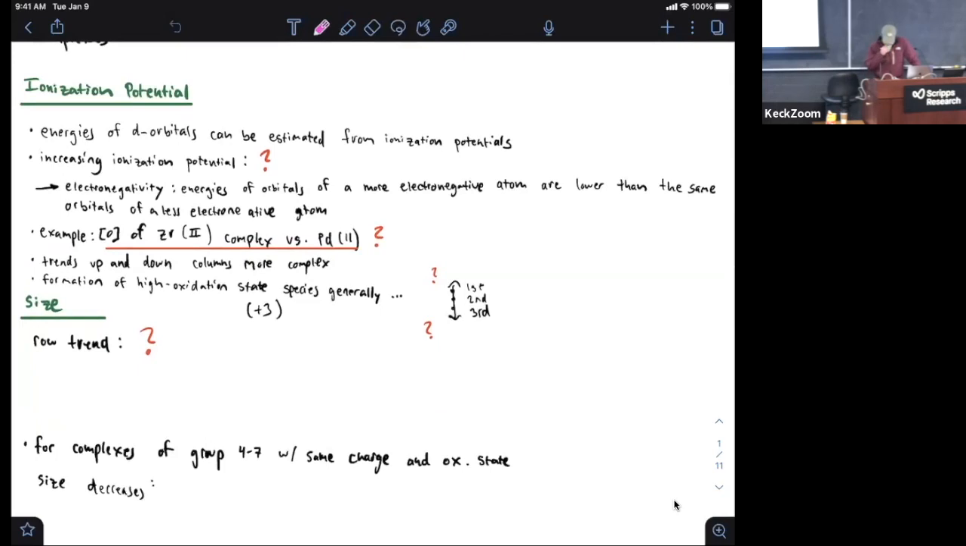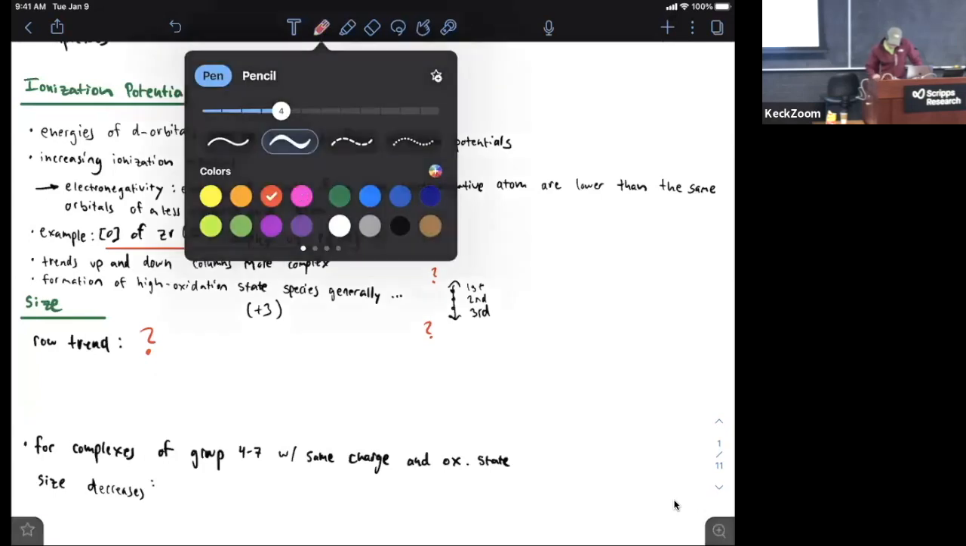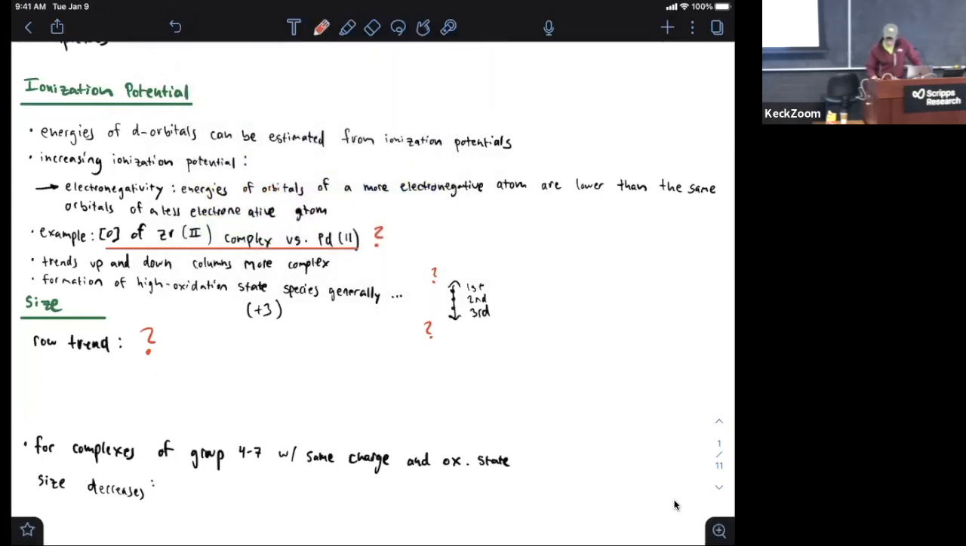So first, let's consider ionization potential, which is just essentially a measurement of how easy or difficult it is to remove an electron from the high energy filled d orbital. And so do we expect, in terms of going left to right or right to left in the periodic table, which do we expect to have increasing ionization potential?